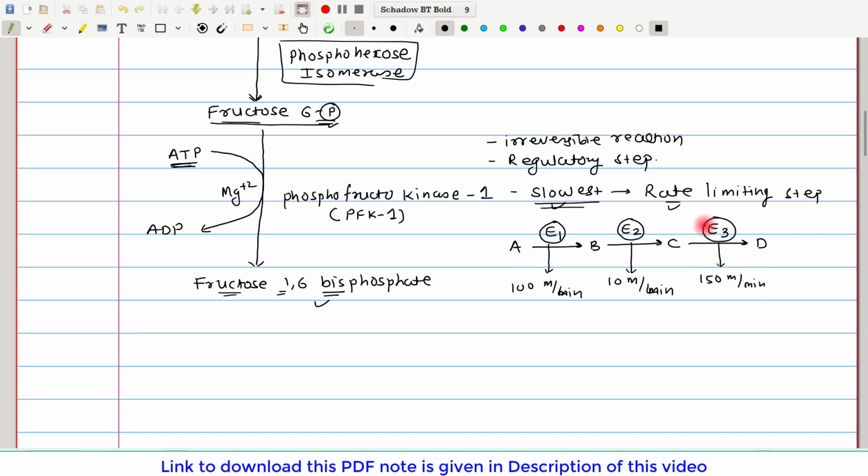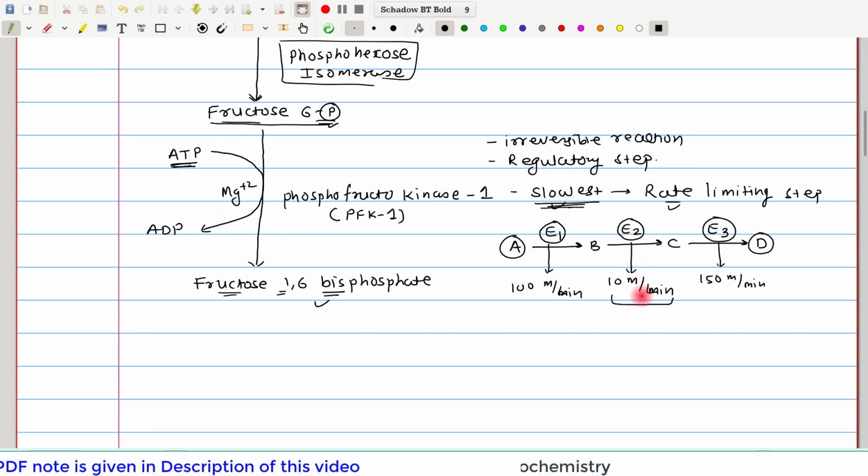This is the speed of reaction by all three enzymes. So, if I want to estimate what will be the speed of this entire pathway conversion of A to D, of course, that will be determined by the slowest step of the reaction, right. So, as this is the slowest step, it is the determining factor for the rate of reaction. That is why we call it a rate limiting step.